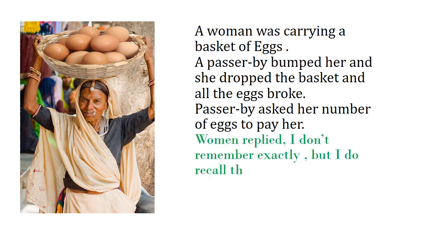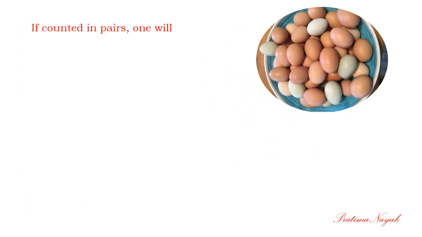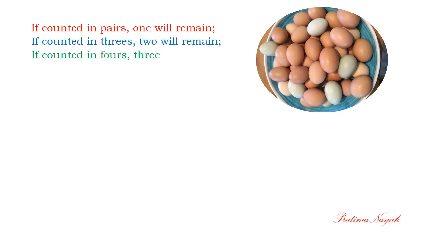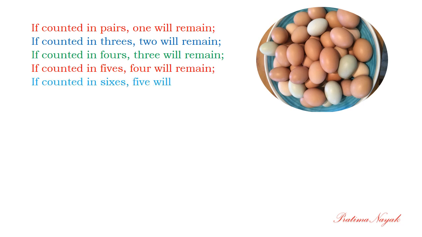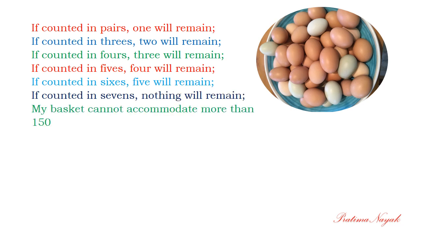The woman replied, I don't remember exactly, but I do recall that if counted in pairs, one will remain. If counted in threes, two will remain. If counted in fours, three will remain. If counted in fives, four will remain. If counted in sixes, five will remain. If counted in sevens, nothing will remain. My basket cannot accommodate more than 150 eggs. Can you tell the minimum number of eggs that were in the basket?